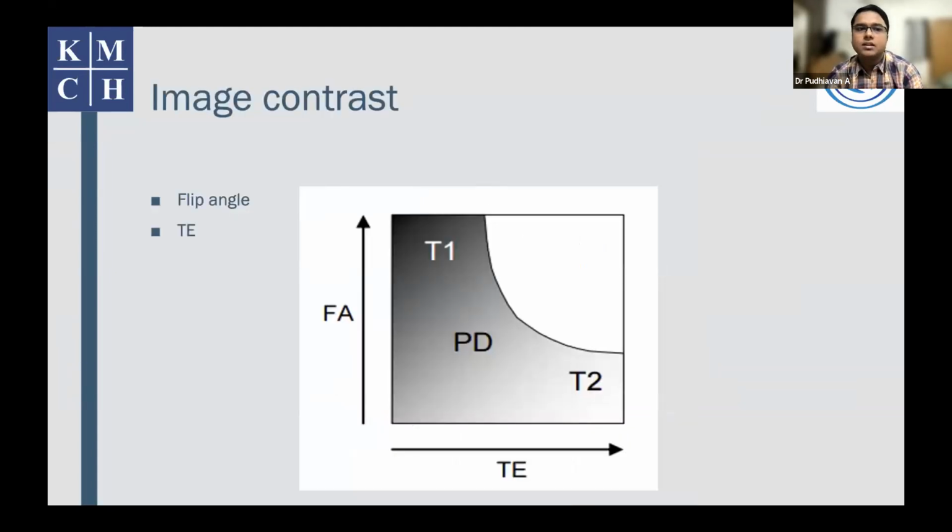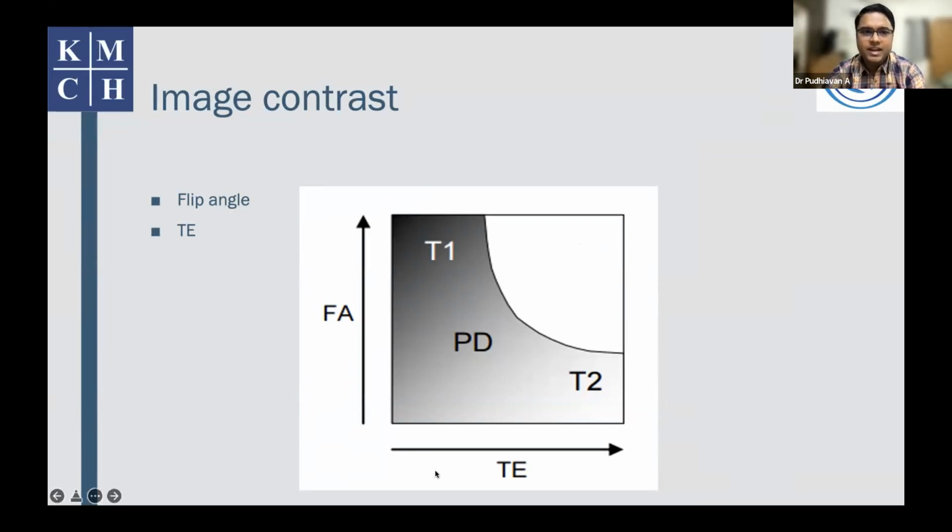The one major difference between a spin echo sequence and a gradient echo sequence is that in a gradient echo sequence, the image contrast depends on the flip angle and the TE time rather than the TR time. So the TR time has no say in the image contrast when we are using a gradient echo sequence.